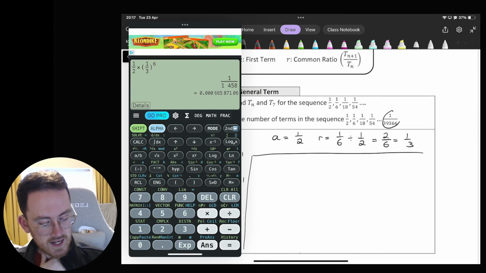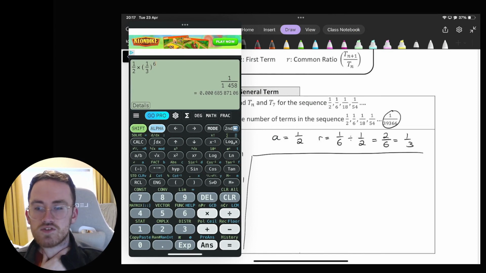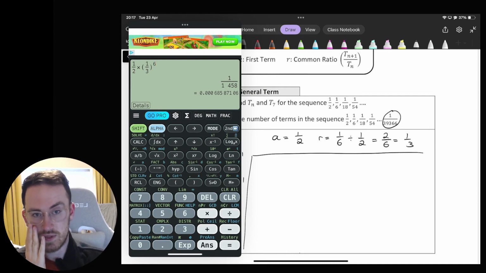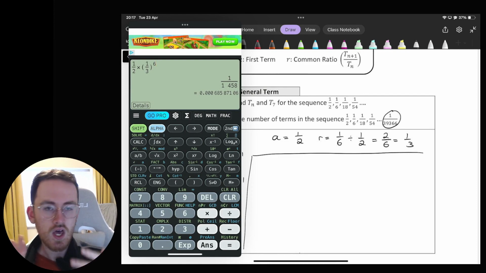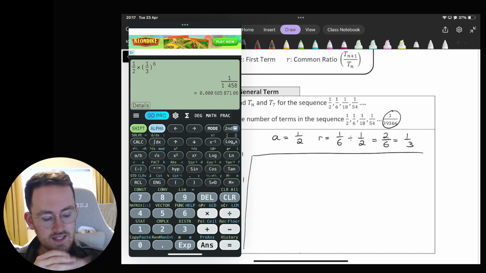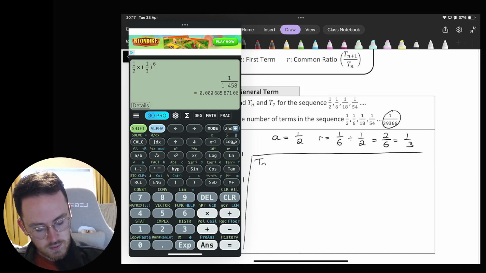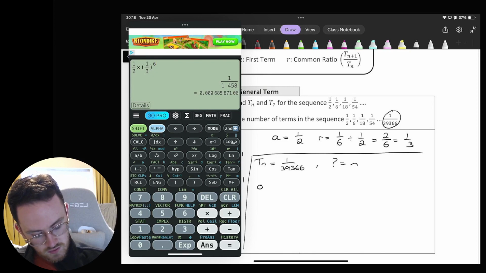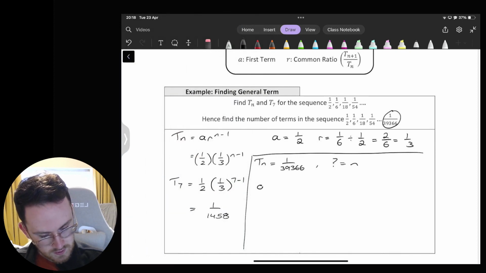The second part asks me to find the number of terms in this sequence, focusing particularly on the last term. We're given that 1 over 39366 is the last term. So really what they're saying is that this is Tn. What is n? I'm going to use my general formula here.